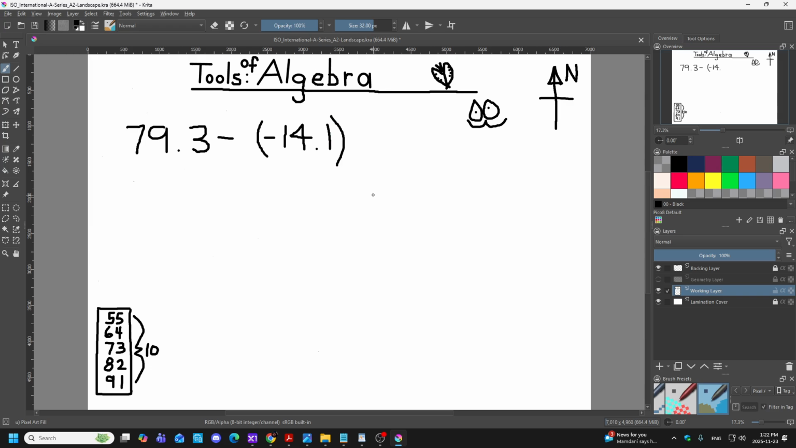Again, I strongly believe, I'm confident that every single one of you can do addition and subtraction of decimals, but I'll go through the steps and we'll do this together. All right, we have 79.3 subtract a negative 14.1. We end up with 79.3. A negative times a negative is a positive 14.1.